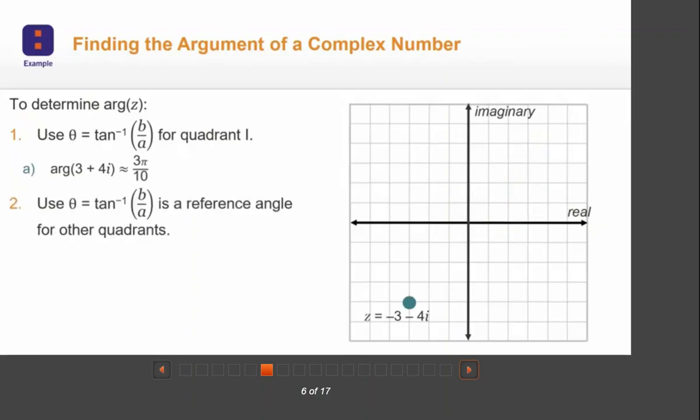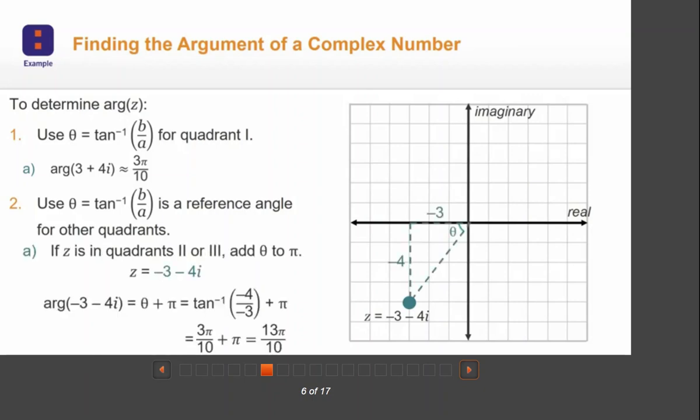For complex numbers that fall in the second or third quadrant, we will use the inverse tangent and then add that angle to pi. We see that the components of the right triangle for this complex number make our inverse tangent ratio -4/-3. This is approximately 3/10 pi, so when we add pi, we get an argument of 13/10 pi.